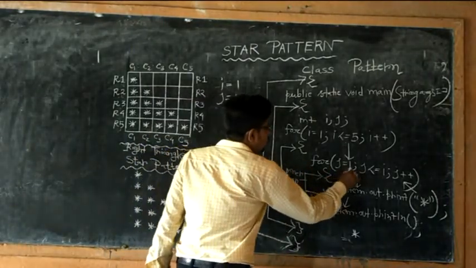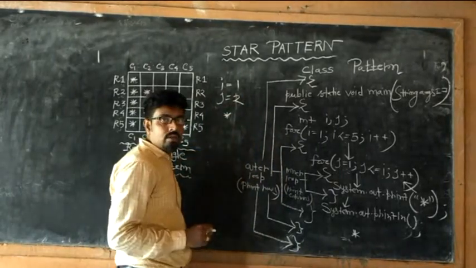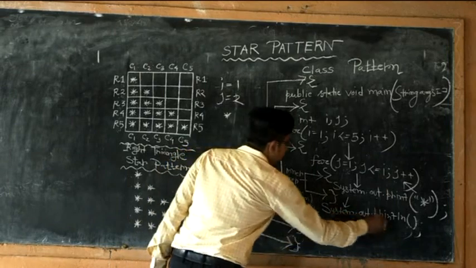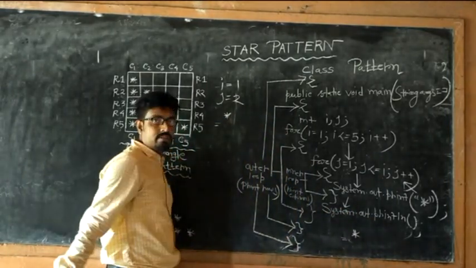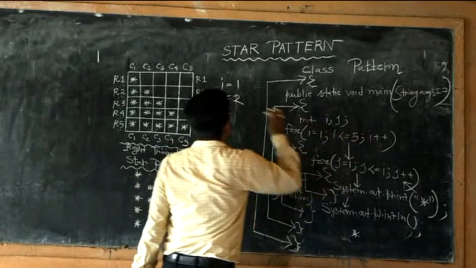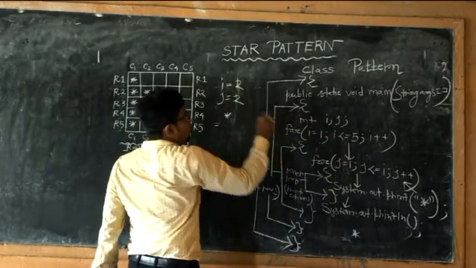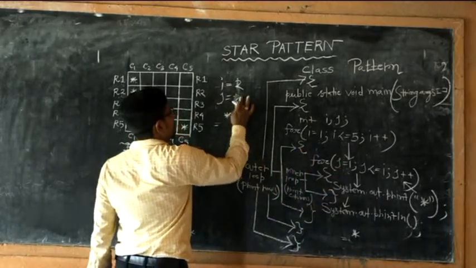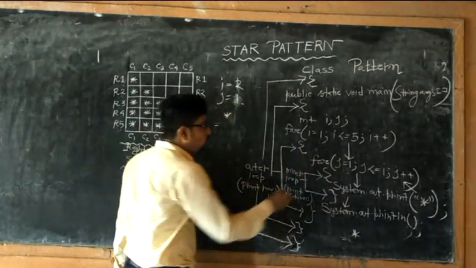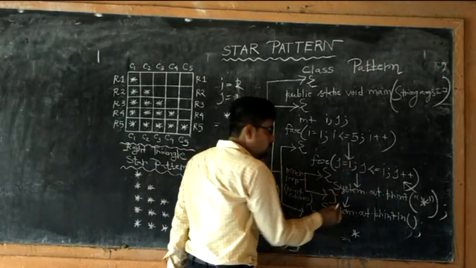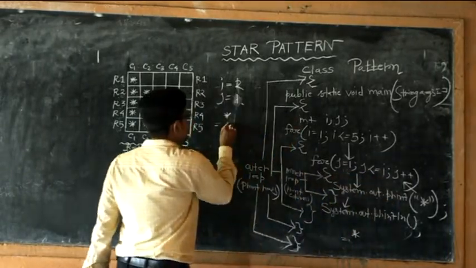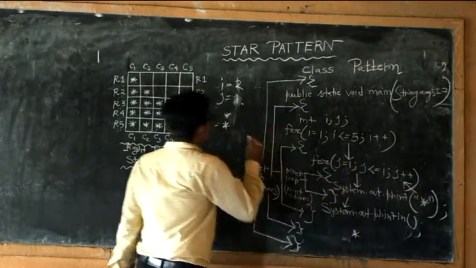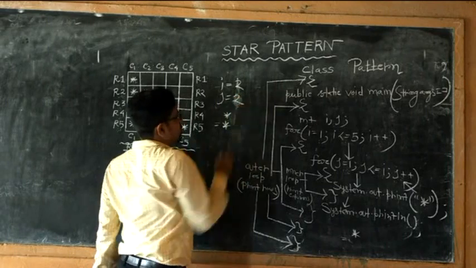Now 2 less than or equal to i. Now i value is 1. Condition wrong, false. It will come to this section, System.out.println, and the cursor moves to the next line. Now i plus plus. Your i value is becoming 2. 2 less than or equal to 5, condition true, it will come to this section. j again starts from 1. 1 less than or equal to 2, condition true, come to this section, print 1 star here. Then j plus plus, then j is becoming 2.